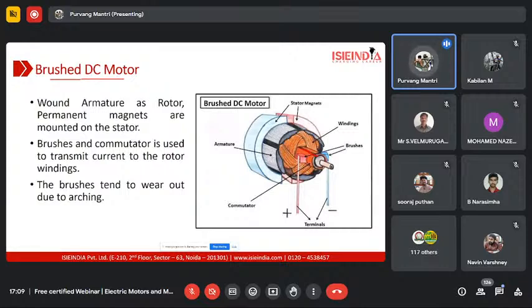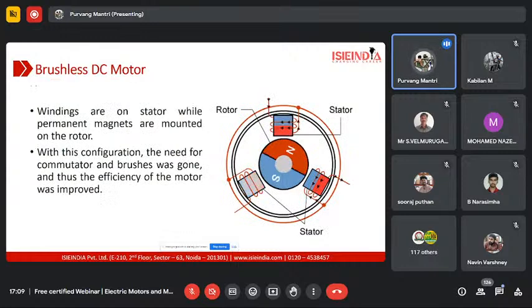Because of the momentum, the next commutator segment will get connected with the brush, and it will again start rotating. But because of this disconnection of electricity, it creates a torque ripple. Simultaneously, there is some arcing going on between the commutator and the brushes, and it tends to wear the brushes out. So this type of motor requires some maintenance as we use it. And that's why we don't prefer brushed DC motors in our electric vehicles. We prefer something called a brushless DC motor.